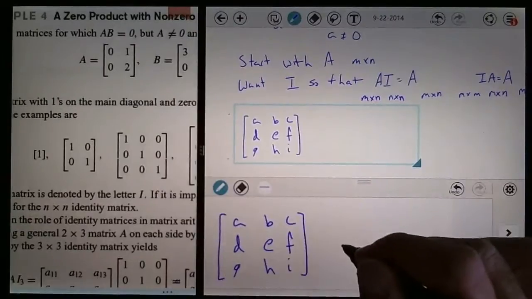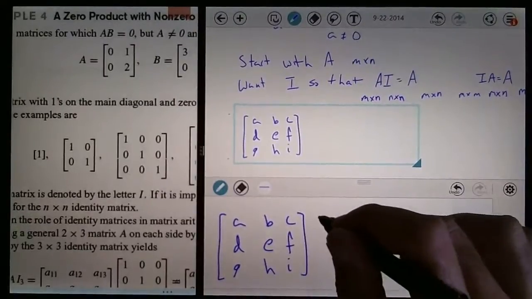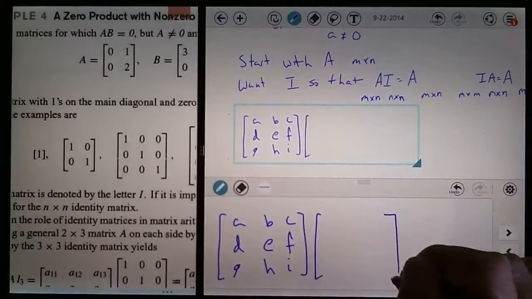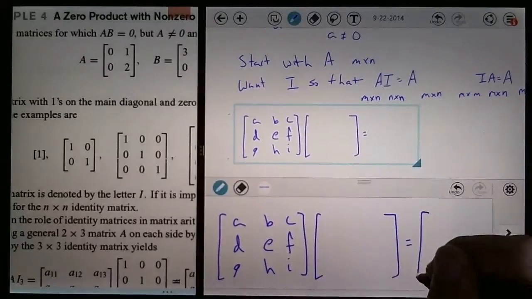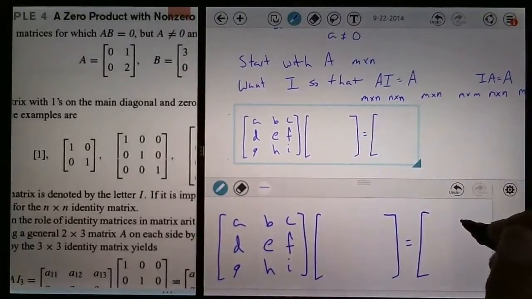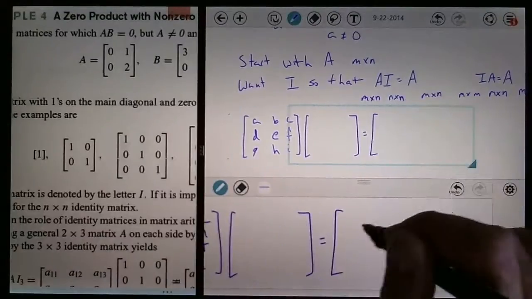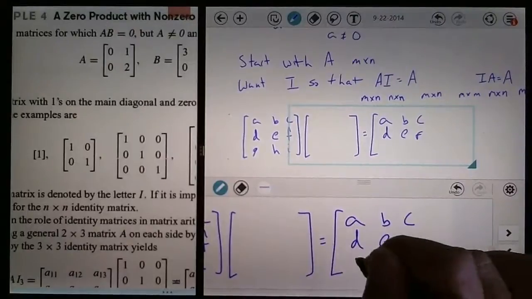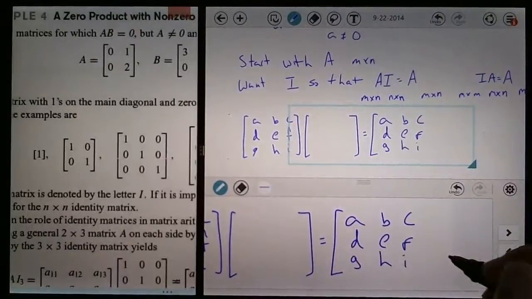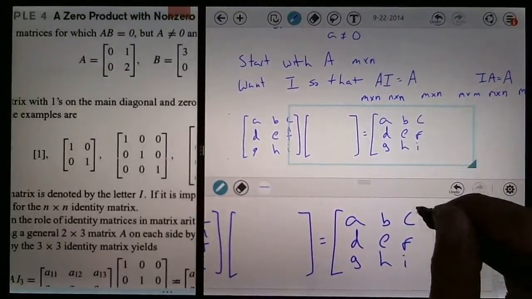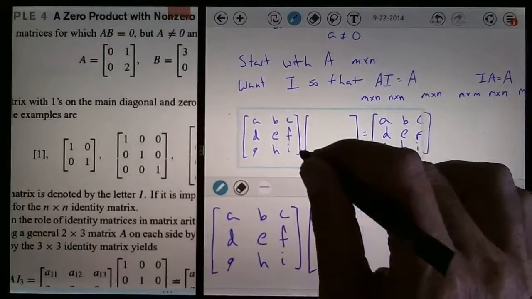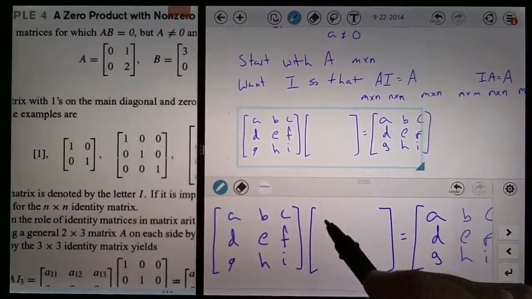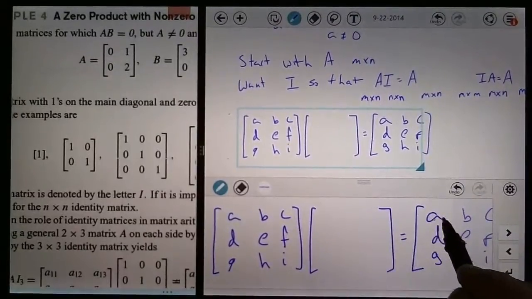And I'm going to multiply by something. And I want to end up with ABC, D, E, F, G, H, I. So what I'm looking at here is, just focus on this A right here.